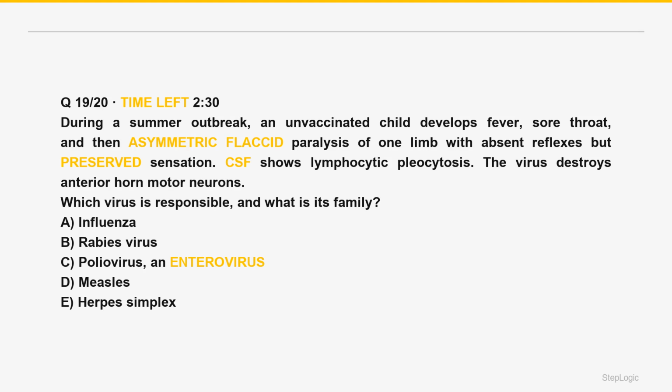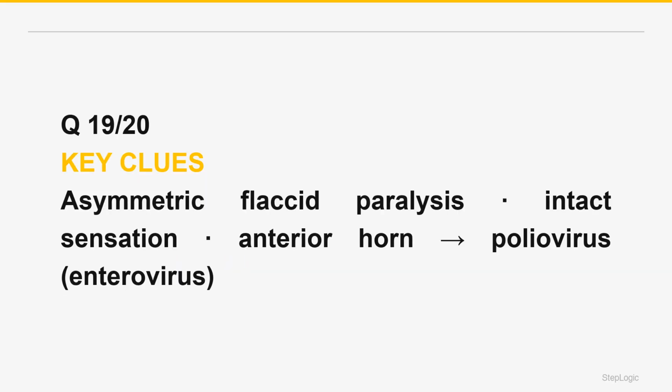Asymmetric flaccid paralysis, intact sensation, anterior horn destruction, summer, fecal-oral: poliovirus, enterovirus, picornavirus. This is poliovirus, a member of the enterovirus genus within the picornavirus family. Small, naked, positive-sense, single-stranded RNA viruses. It is transmitted by the fecal-oral route, replicates in the gut and lymphoid tissue, then can spread to the central nervous system, where it specifically destroys the anterior horn motor neurons of the spinal cord, lower motor neurons.